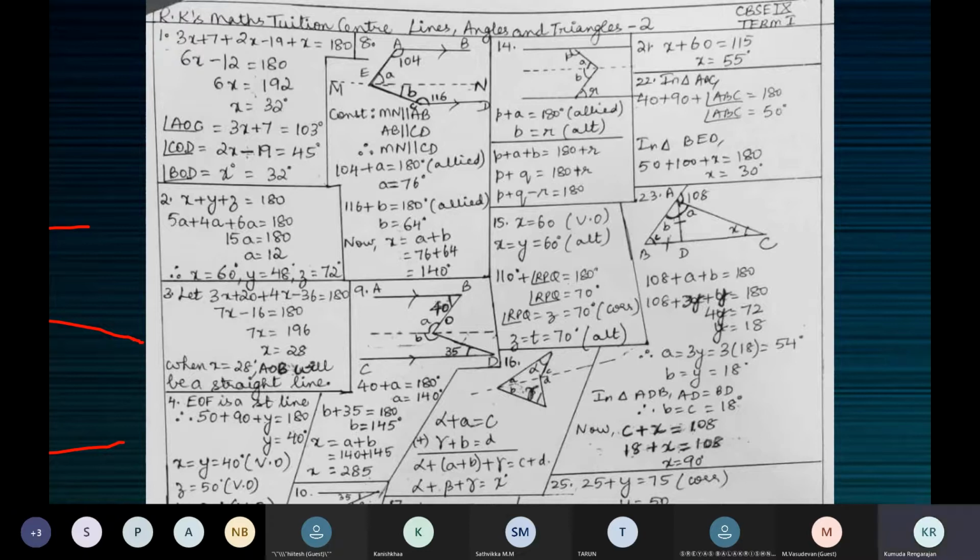So in this question, we have 2 sets of parallel lines. Tell me one set of parallel lines and the transversal in this figure. Ma'am, AB and MN, and the transversal is EA. And which are the allied angles? 104 degrees and A degrees.